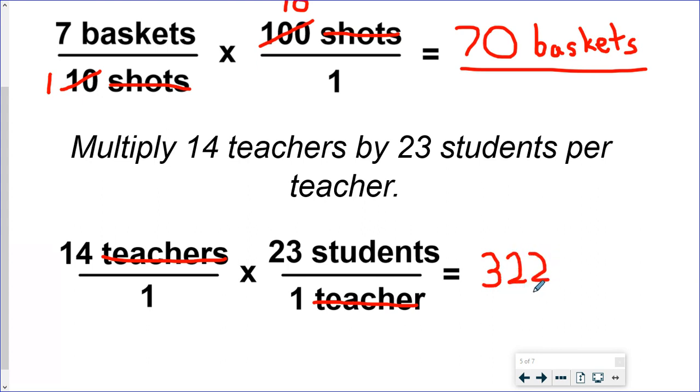Now, it's going to be 322 what? What's my label? Well, the teachers are crossed out. The students are left. So my label is going to be 322 students, because that's the only label that's left over.